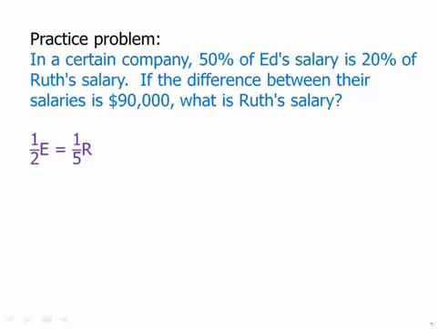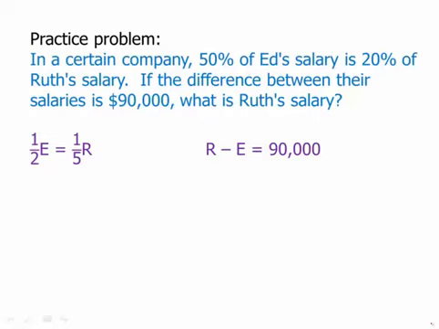So we can write this in terms of fractions. So half of Ed is 1/5 of Ruth. So notice, incidentally, what this means is that Ruth must have a much larger salary, because we can take only 1/5, a small part of her salary, and it equals half of Ed's salary. So Ruth is the bigger one. Ruth minus Ed is 90,000.